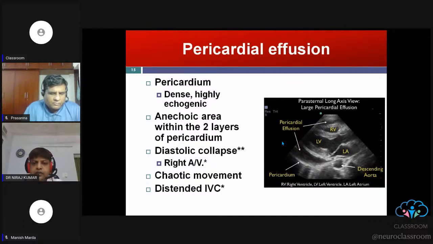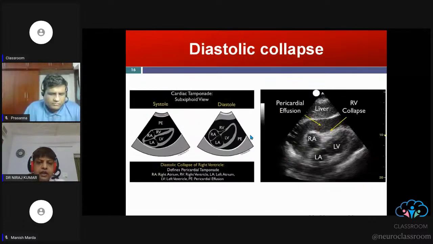After diagnosing pericardial effusion, you have to see the status of the IVC. The IVC will be dilated. Now you can see that this is a severe pericardial effusion. The fluid is totally surrounding the heart, and you can see that the chambers of the heart start collapsing.